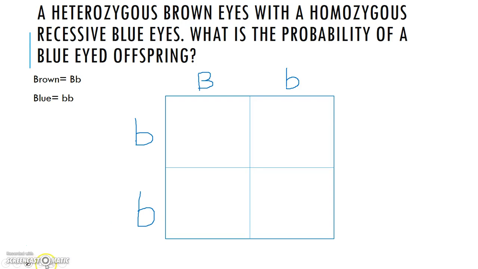Okay, so now we're going to cross them. So what we do is we basically just take both of our letters and combine them into a square. So the capital B will come into this square and the lowercase b will come into this square. The capital B will go into this square down here as well, along with this lowercase b. So that's what I mean by the cross, and then the lowercase b will come over here as well.